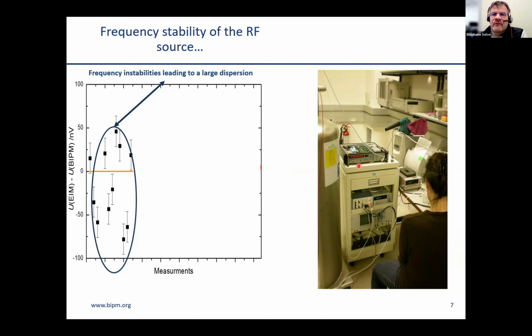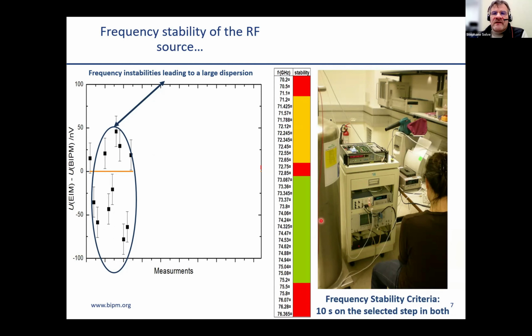For that, we found out that one of the electronic components of the counter was not cooled down properly. So as you can see, we had to remove the cover and cool it down properly. But more than this, we tried to investigate a better frequency to be used with the EIM system. For that, we installed the BIPM radio frequency source on the EIM system, and we decided to cover all the frequencies available from this source in order to find which frequency would offer the best stability on the voltage for the array.